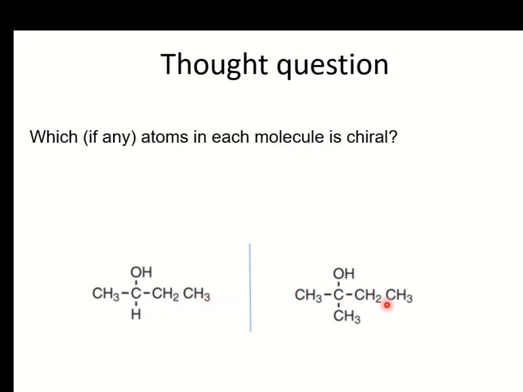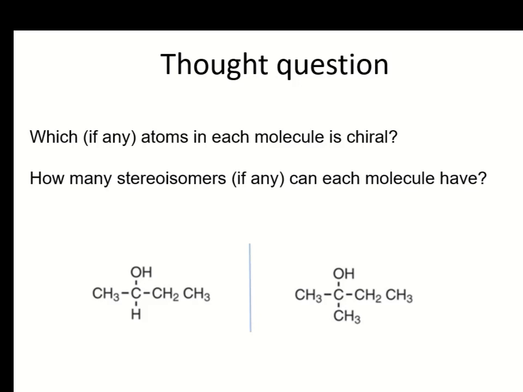Now, in this alcohol here, we have a carbon here that has 1, 2, well, let's see, these are equivalent substituents, so this only has 3 different substituents. So this one is not chiral.